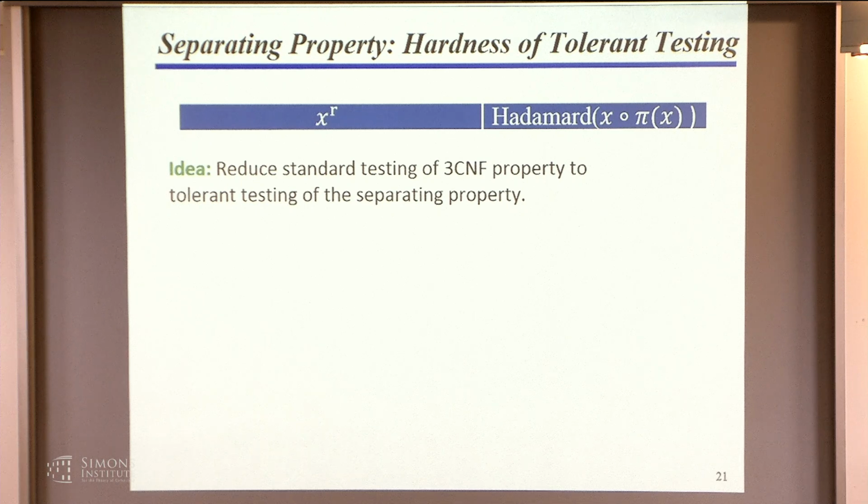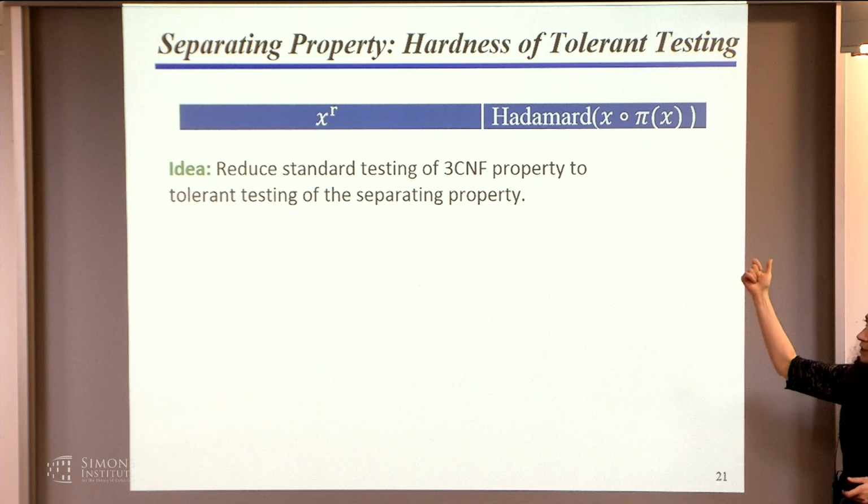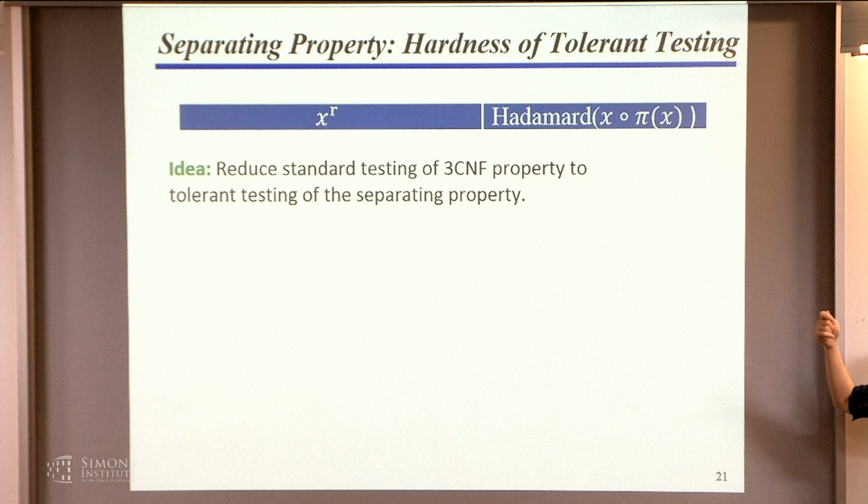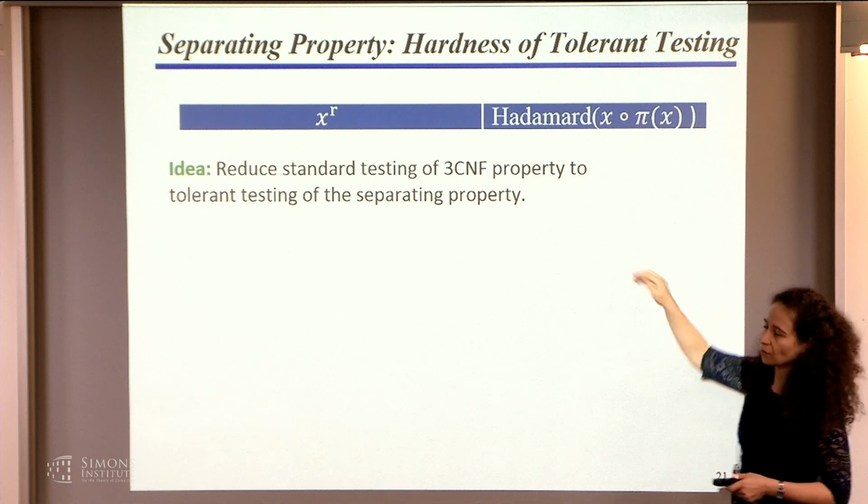Okay, so this was the algorithm itself. So now what's the idea of why it's hard to test tolerantly? Well, the idea is that we can reduce standard testing of the 3CNF property to tolerant testing of the separating property.